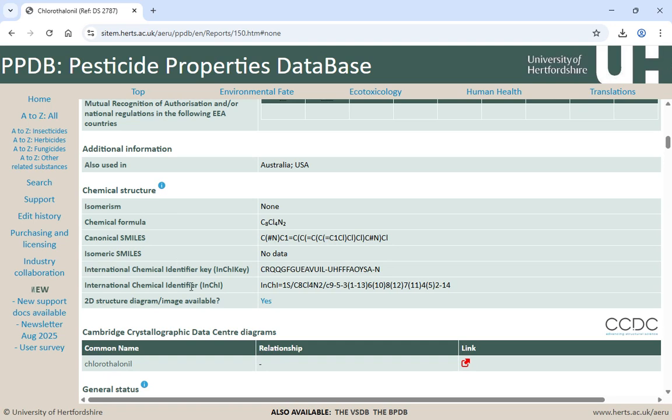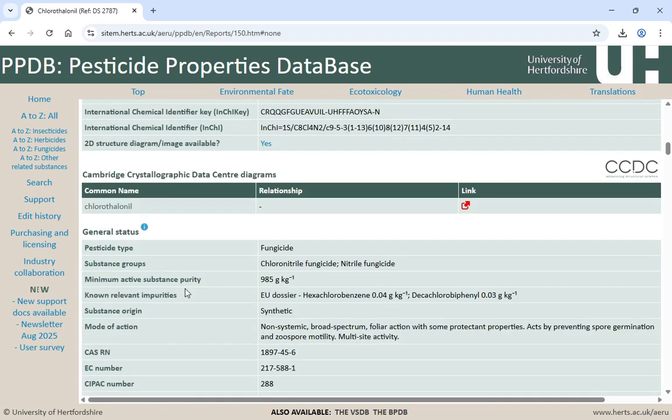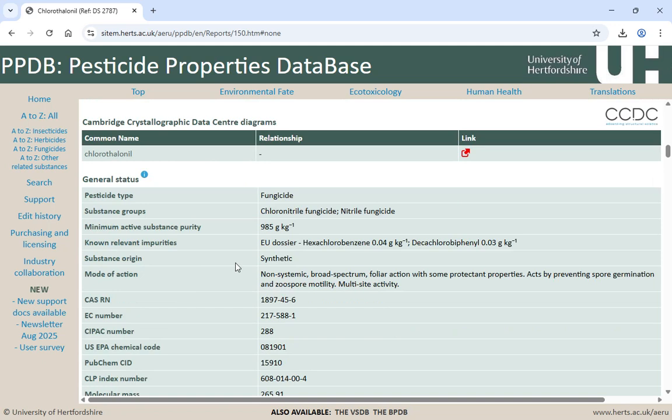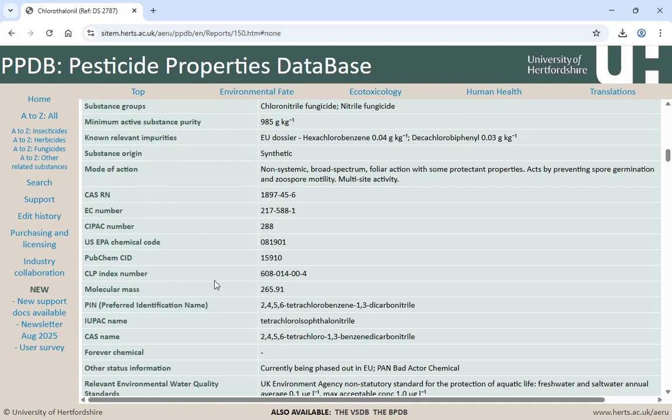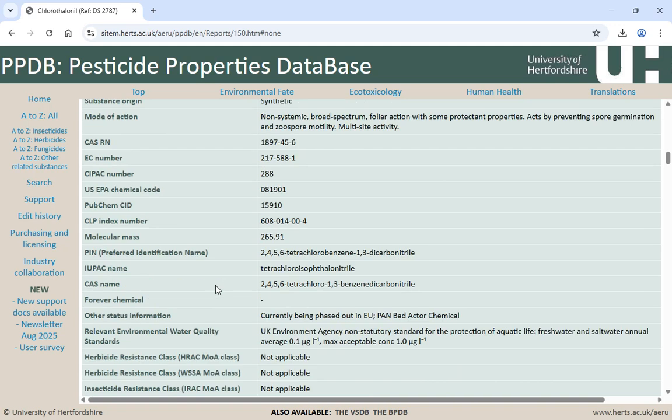So we've got various details on isomerism, formula, chemical structures. Then we've got general status information. What is it? It's a fungicide in this instance. Its purity, things about impurities, various identifiers in terms of CAS numbers, EC numbers and so forth, and you can see you can search by those as well. I've got another video about that.